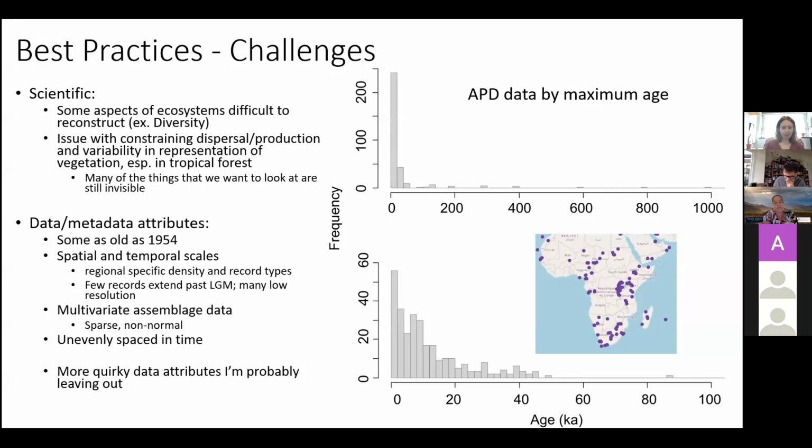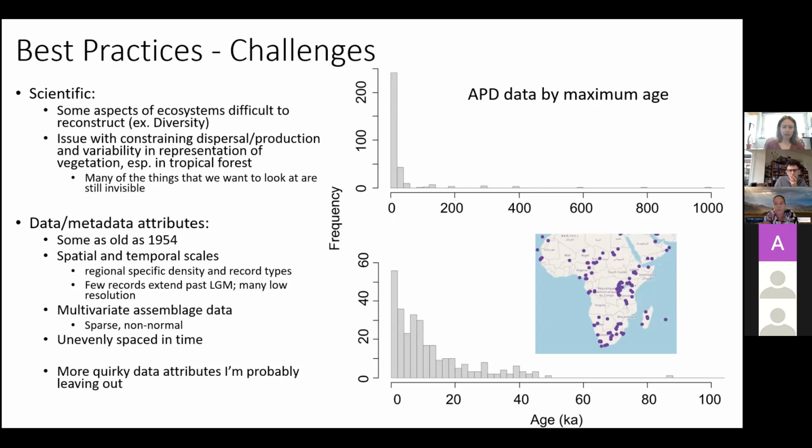There's a lot of, as I alluded to, sort of quirky data and metadata attributes that I think people should be aware of. We have a lot of new pollen data sets, and we have a lot of old pollen data sets as well that can be really useful, but that also have some other constraints.